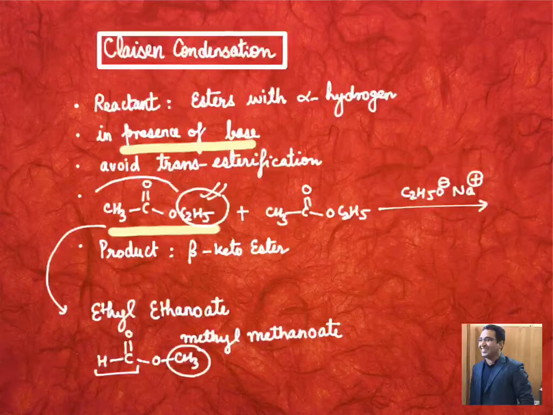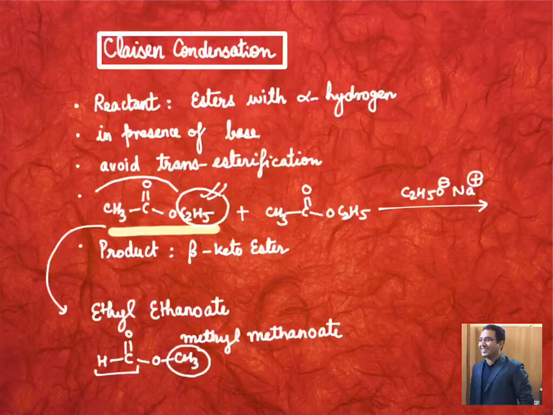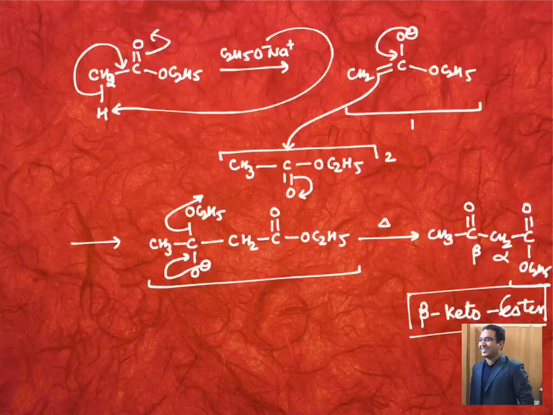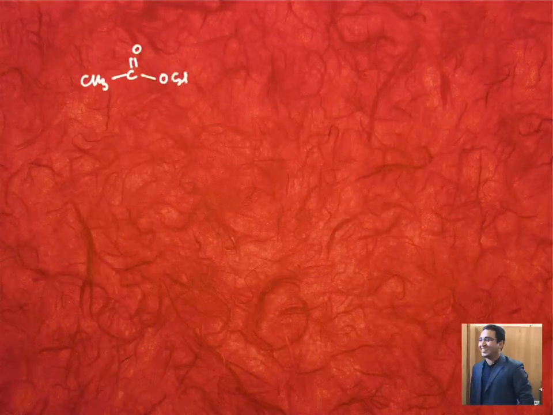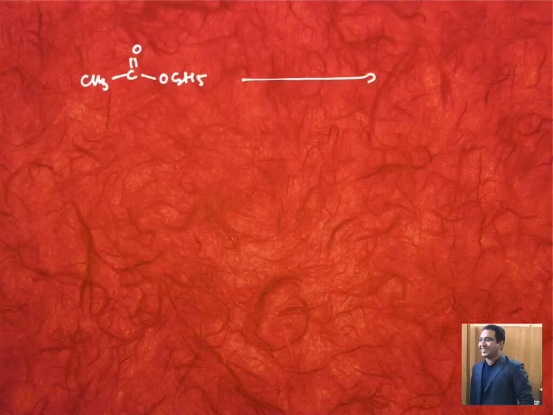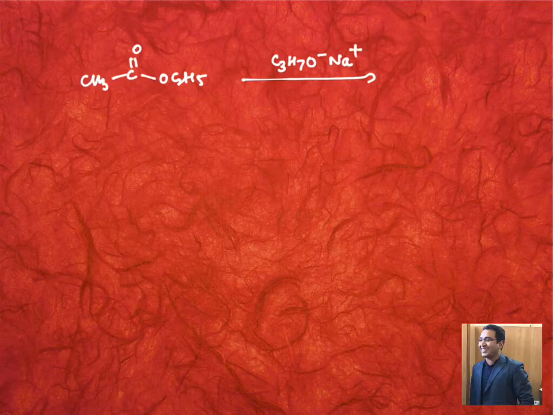All right. Now listen, one more thing. We have mentioned avoid transesterification. What is the meaning of this term? See, transesterification is basically, if you are given CH3C=O OC2H5, and for example, if I bring C3H7O⁻ Na⁺. Okay, I'm bringing C3H7O⁻ Na⁺.